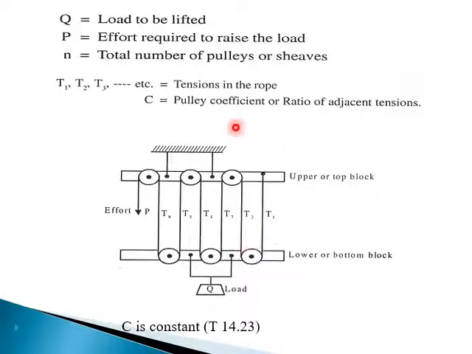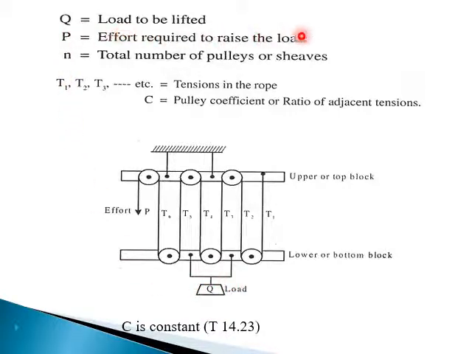Coming to its working, where Q is the load to be lifted. You can see in the sketch the upper top block and the lower bottom block. Usually the upper block is fixed, and the lower is moved up and down, depending on how you lift the weight. Q is the load to be lifted at the bottom.